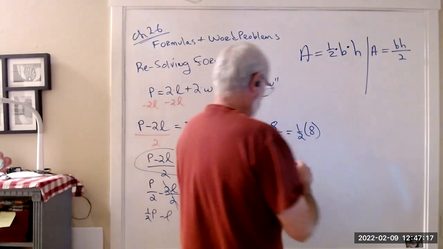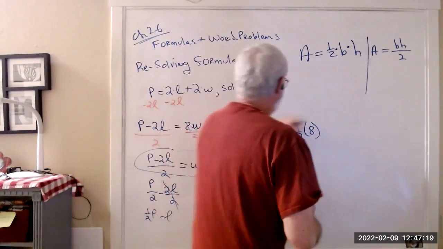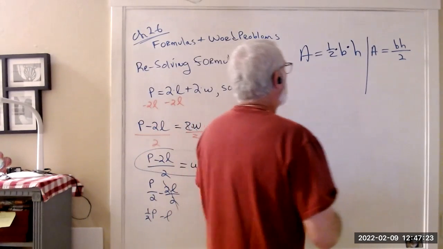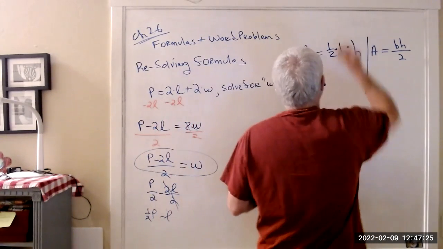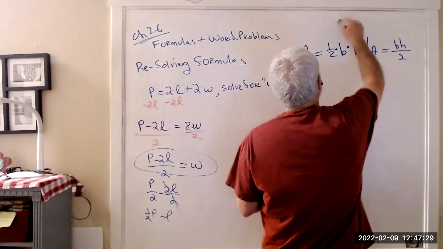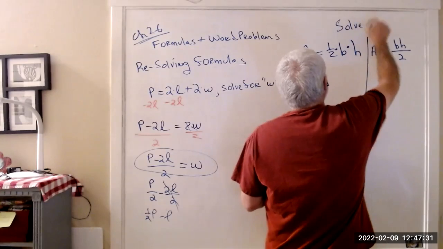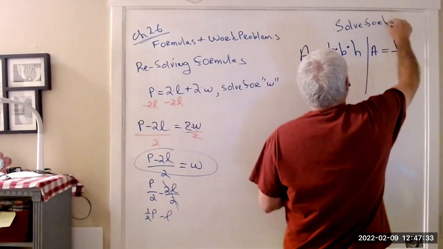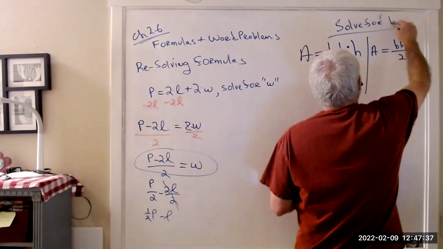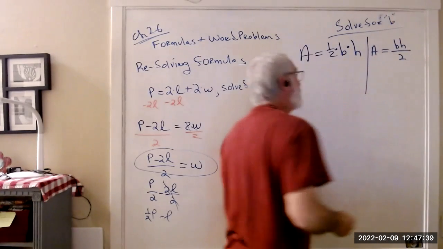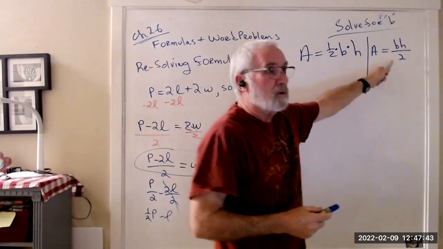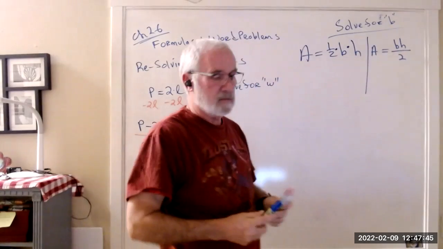Anyway, I want you to take either of these equations, I don't care which, and I want you to solve for B. Solve for B. That means I don't care which equation you use, get B by itself. Personally, I think that one's easier. The one on the far right.